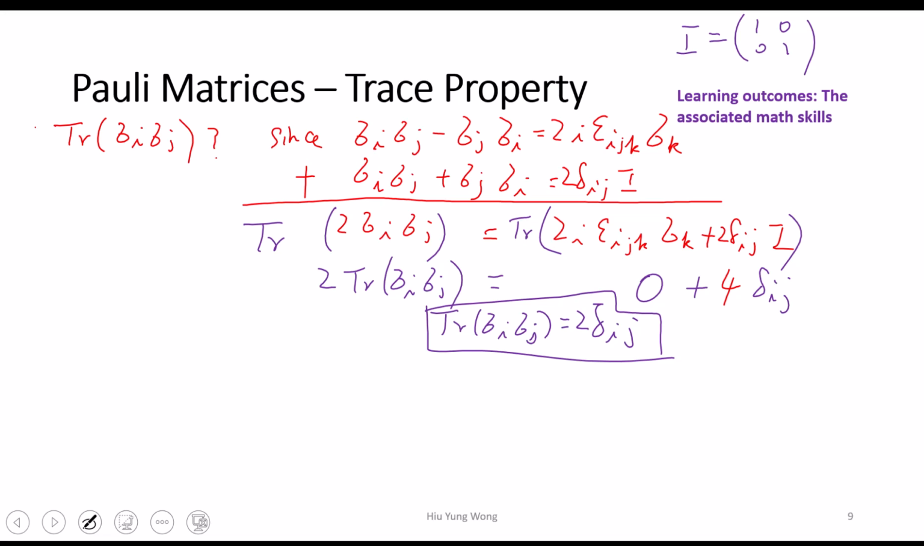So for example, the trace of sigma x squared is equal to 2. But the trace of sigma x times sigma y is 0. Now you still don't see the use, right? It's just for future math. But it is good practice to understand all this matrix operation. Is this okay?